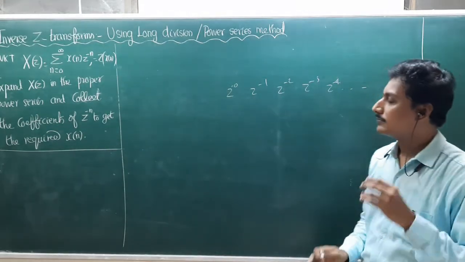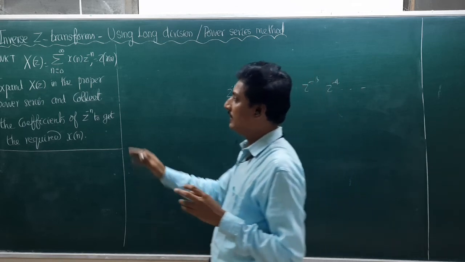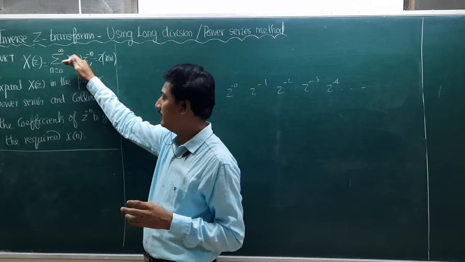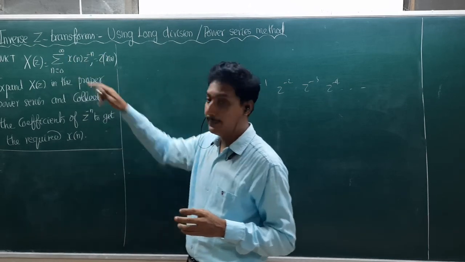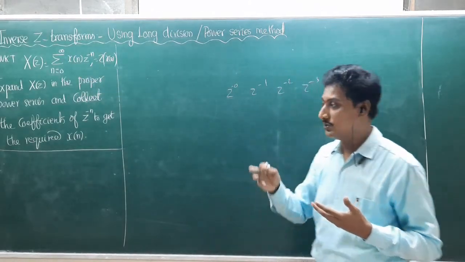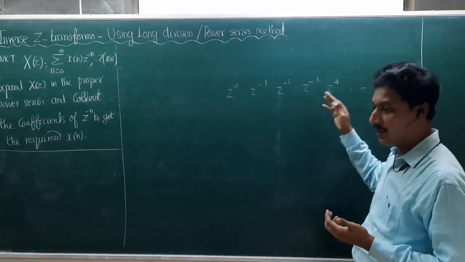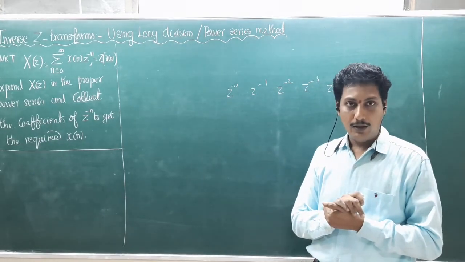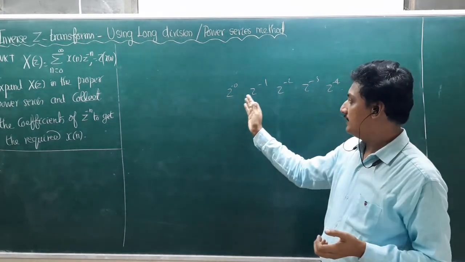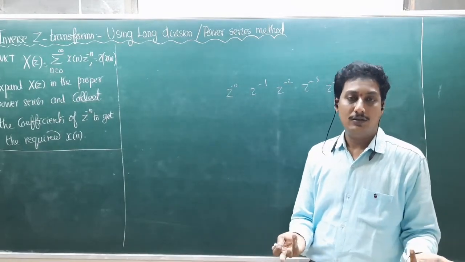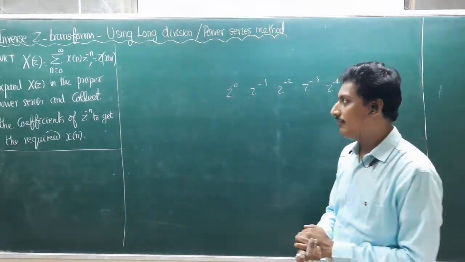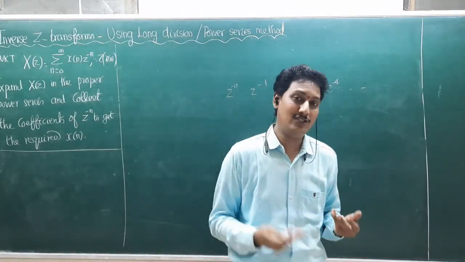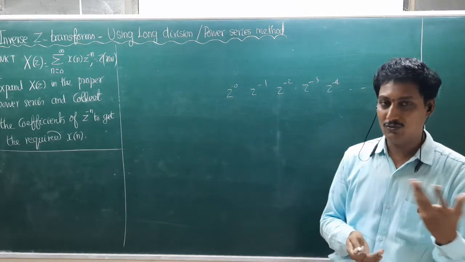Let me repeat this. From the definition, X of z is the sum from n equal to 0 to infinity of x of n z power minus n. Let us expand this in the power series method: z power minus 0, z power minus 1, z power minus 2, z power minus 3, z power minus 4, by doing the long division method, and collect the coefficients of z power minus n, which will give the required x of n. But when we get the nth term, let us use some basic concepts like arithmetic progression and geometric progression.